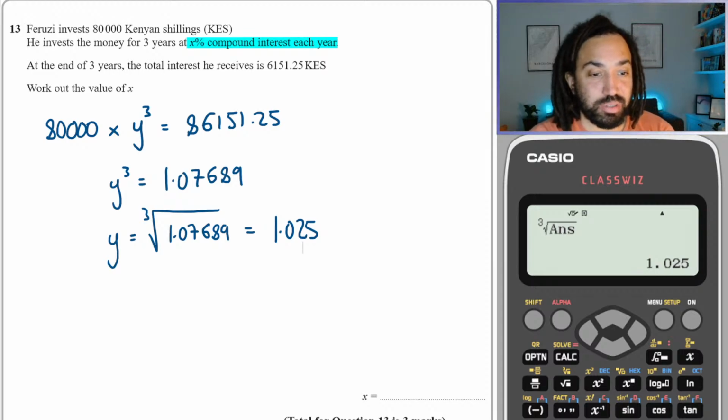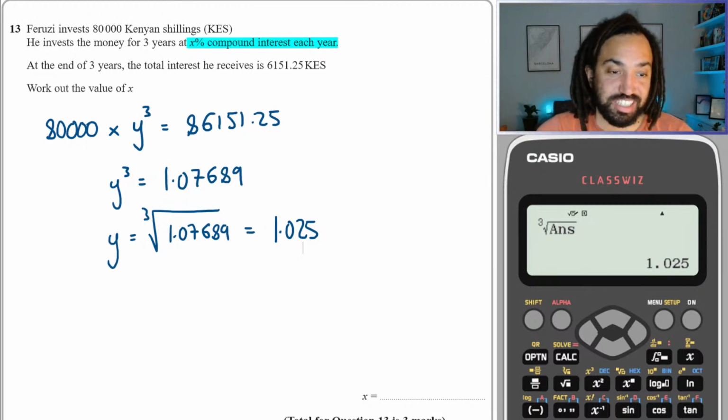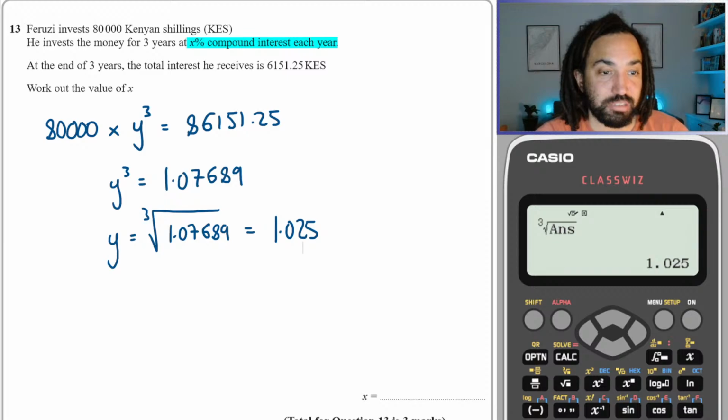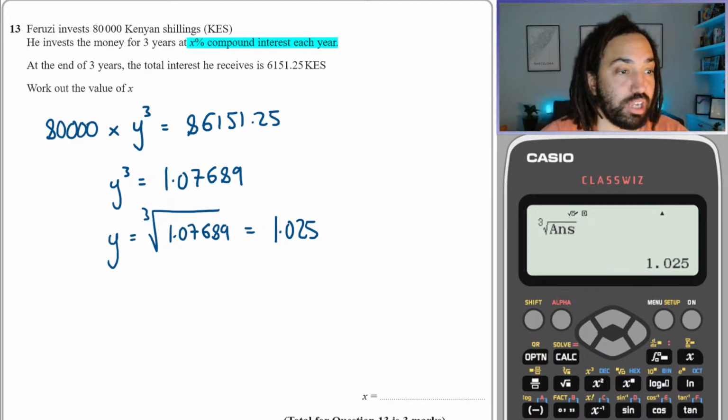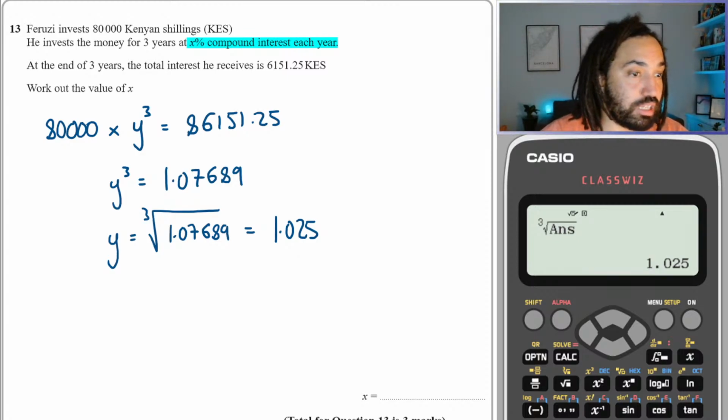So can we do the 2025 paper? Don't know what's going to be on that one, I'm afraid. Okay, well, I've not got anyone giving me the right answer here.